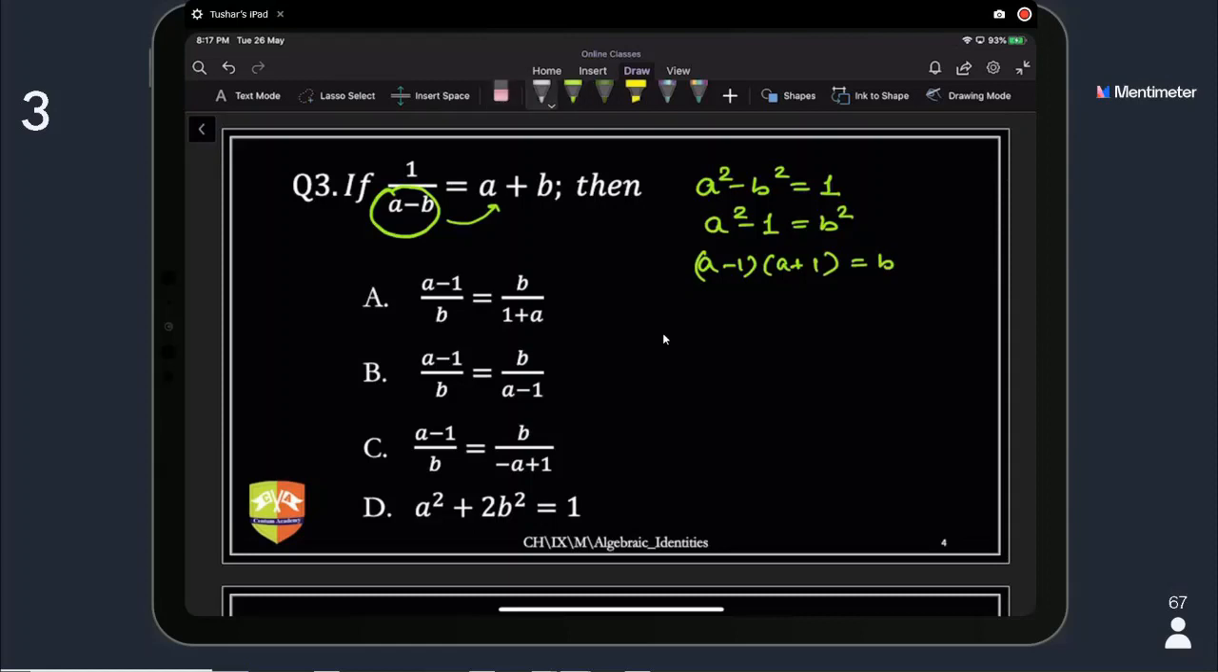That means this is b into b, right? So a minus 1 upon b will be b upon a plus 1. True, got it. Right? Did we use something out of the world, boss? So easy.